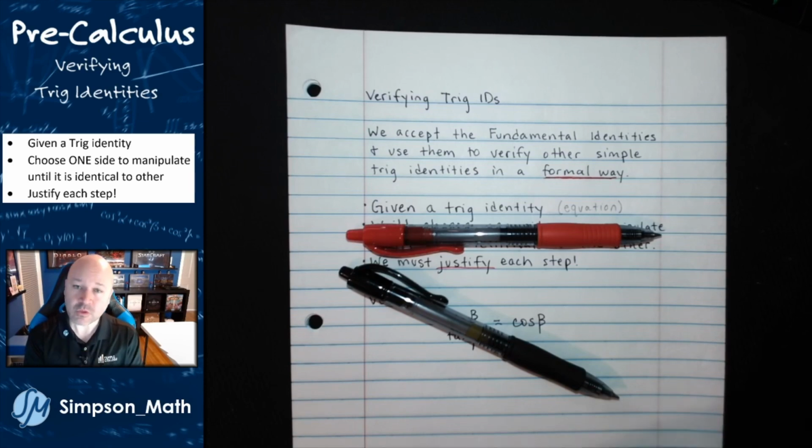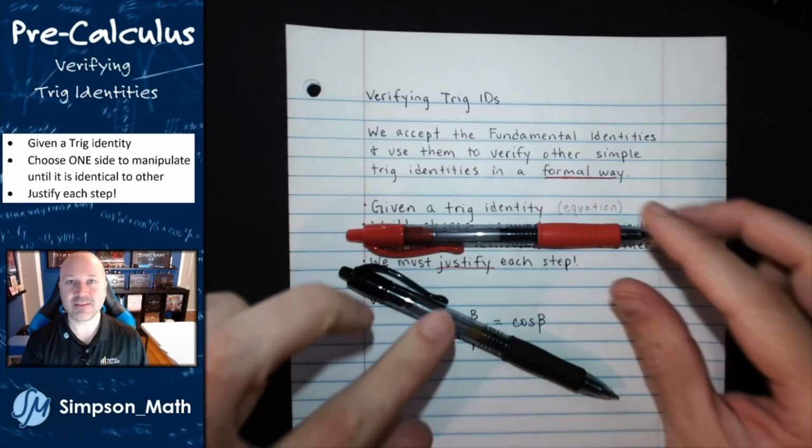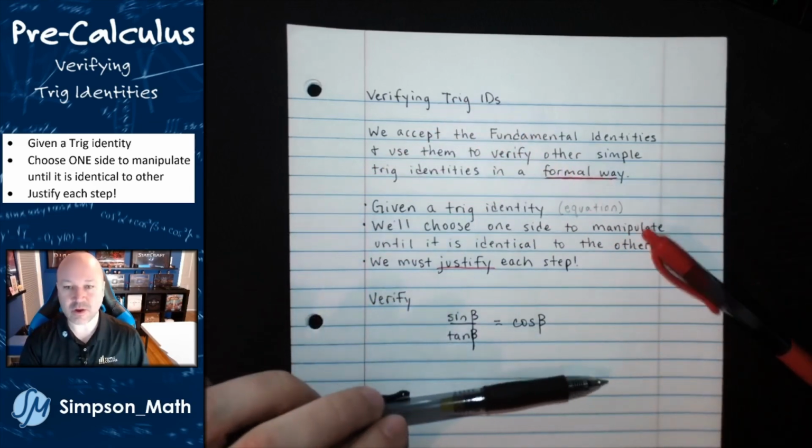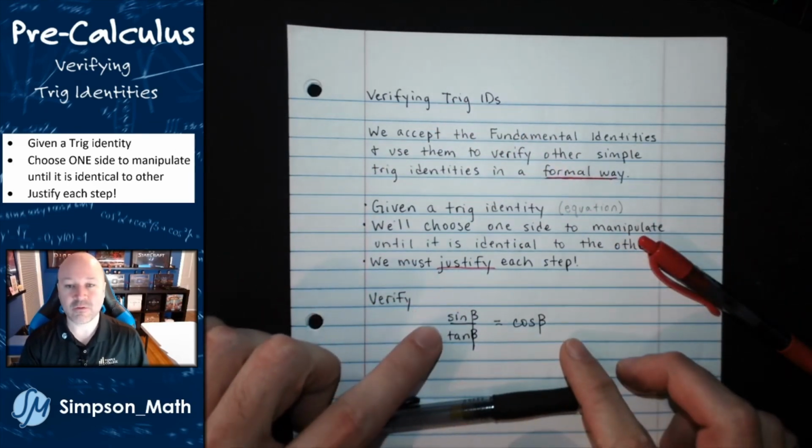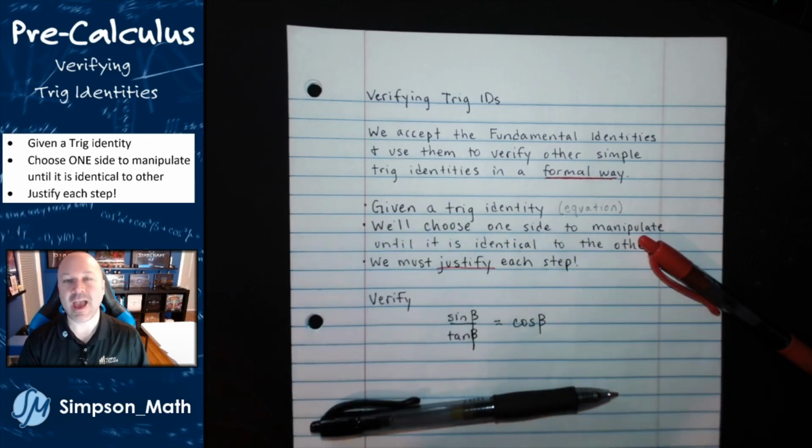Okay, so we're going to be given a trigonometric identity that is true. So right here we've given one, sine beta over tangent beta equals cosine beta. And then we have to verify, we have to prove that it is true. It is, but we have to show it.